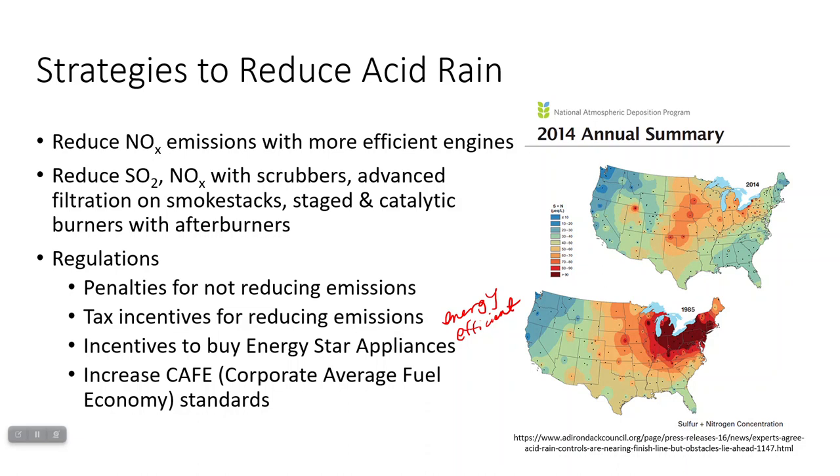And then you can increase CAFE standards. When we talked about reducing air pollution, I brought up the corporate average fuel economy standards, which is how many miles per gallon a vehicle needs to get. If you make vehicles more efficient and increase the CAFE standards, that means they need to be able to drive more miles for every gallon of gas that's burned, which can decrease the amount of gas that's burned, and that will decrease some of these air pollutants that can lead to acid deposition.